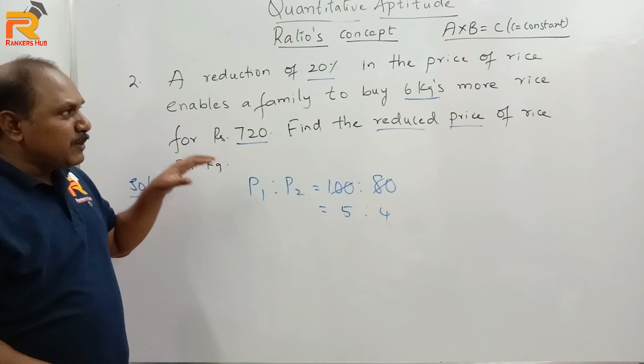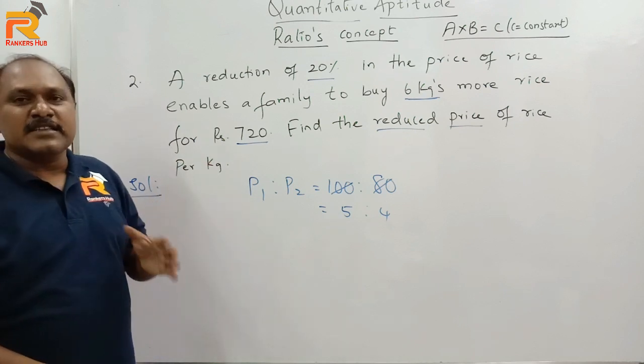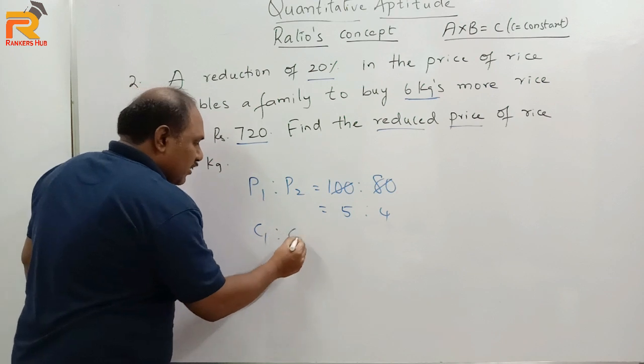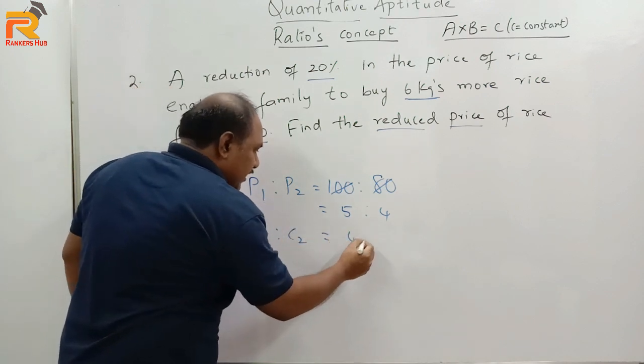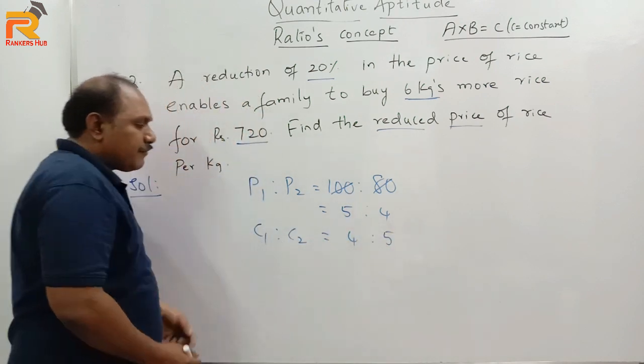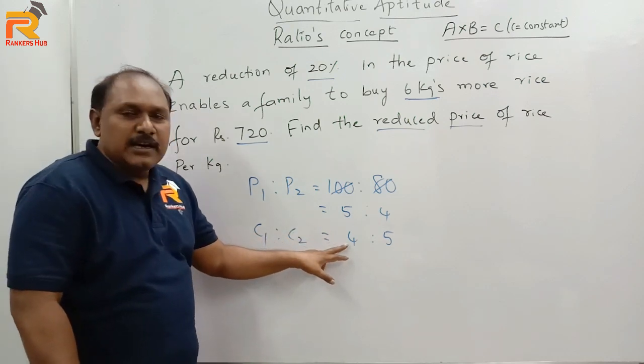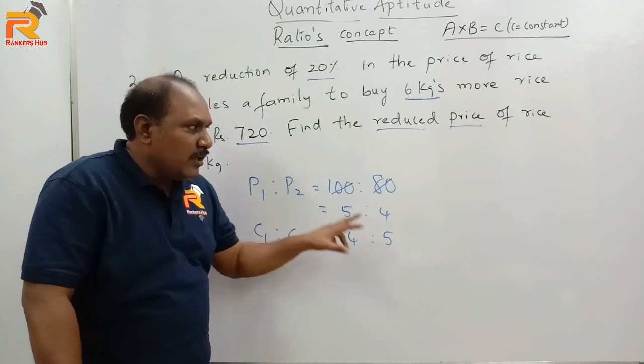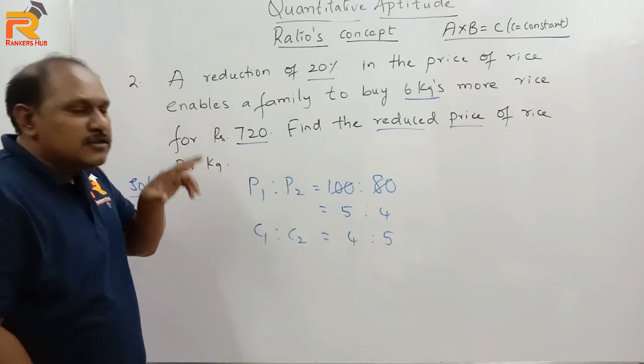Now we know that when expenditure is constant, price and consumption are inversely proportional. So definitely the consumption of rice will be in the ratio of 4 is to 5, where 4 is the initial consumption and 5 is the new consumption. Now he is asking us to find the reduced price.